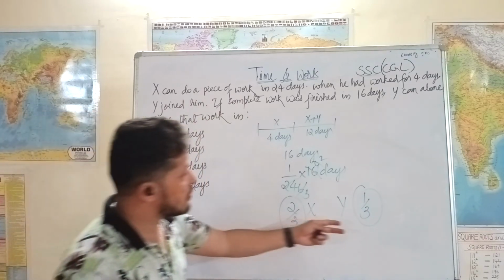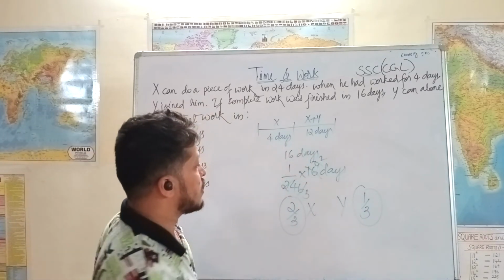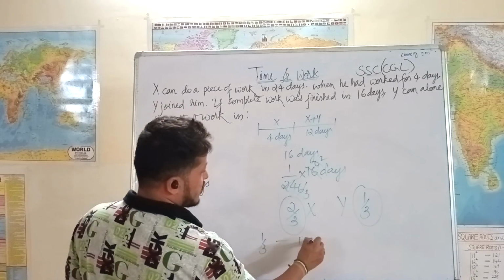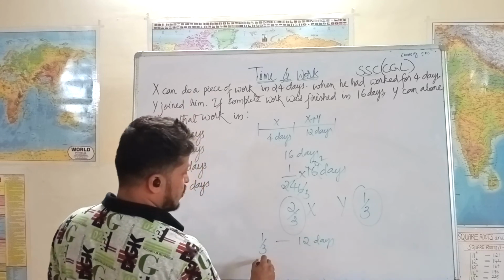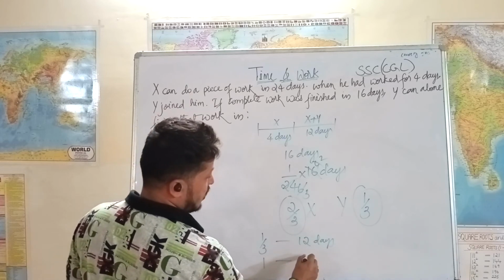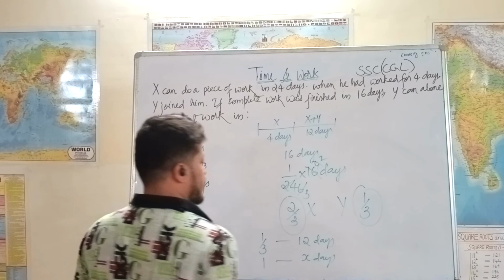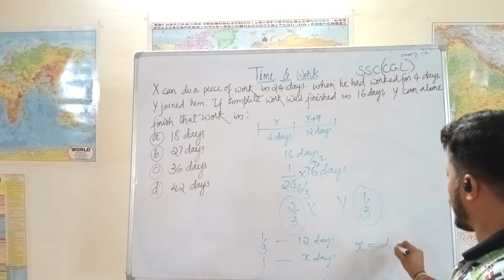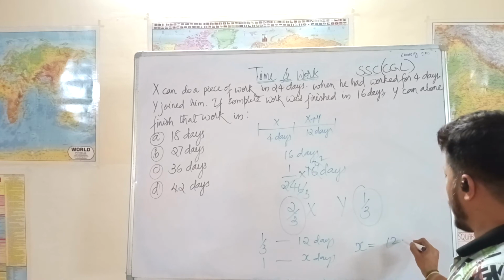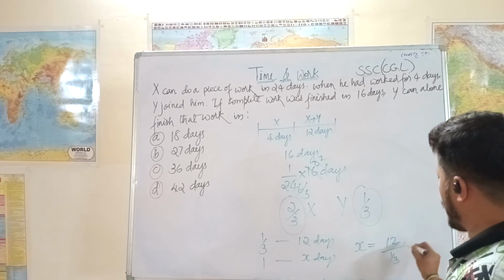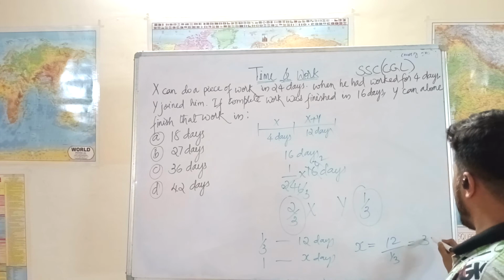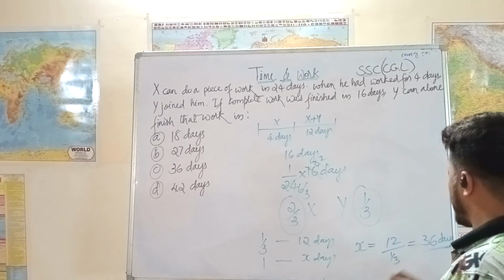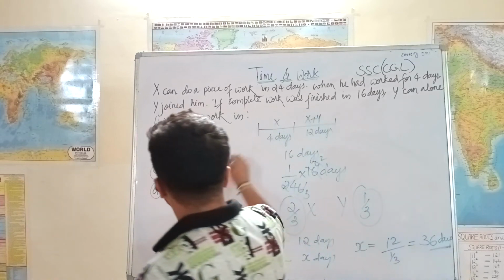And to complete 1/3 of the work, he took 12 days. And if he has to complete the whole work, then he will take how many days? Let's say X days. So cross multiply: X is equal to 12 divided by 1 by 3, or 12 into 3, which is equal to 36 days. 36 days is the reference.